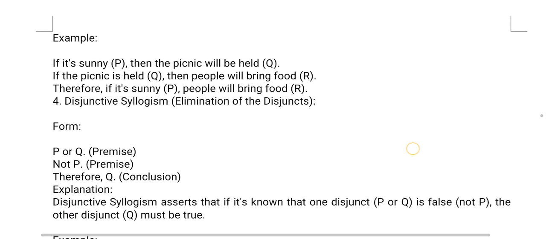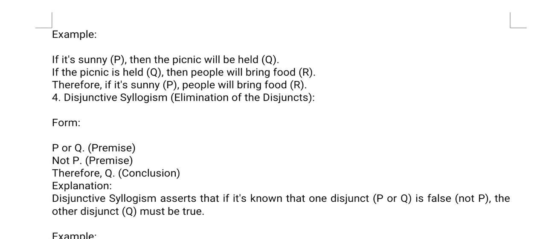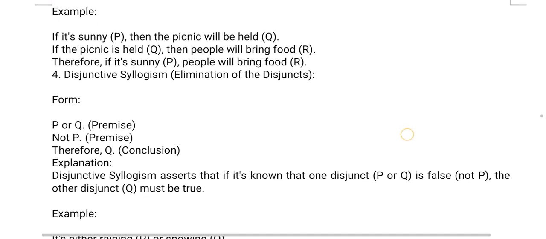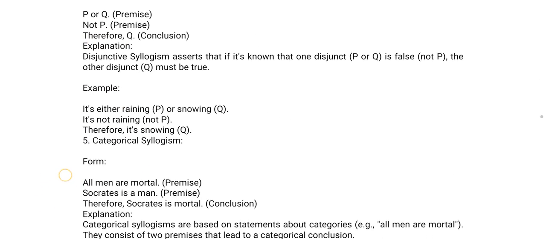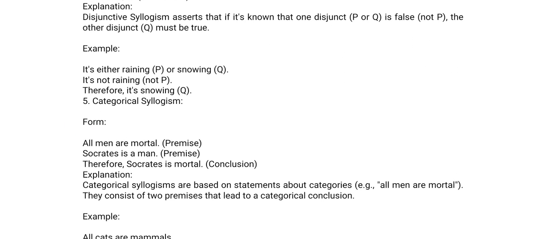Then disjunctive syllogism, elimination of the disjuncts. P or Q. Not P. Therefore Q. Disjunctive syllogism asserts that if it's known that one disjunct, P or Q, is false, not P, the other disjunct must be true. Example: it is either raining or snowing. It is not raining, therefore it is snowing.